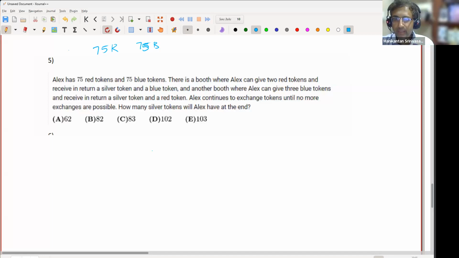So it won't matter because ultimately what will you do? As long as you have 3 or more blue tokens, you will want to keep repeating the process. As long as you have 2 or more red tokens, you want to repeat the process. So ultimately, it doesn't matter. As long as you have some number of tokens that can be exchanged at a booth, I'll keep doing that because I keep accumulating silvers. So it does not really matter. Maybe that's what you're also conveying anyway, Veer. But yes, makes sense. Okay, and the answer was 103, is it? As long as you don't make a silly mistake, I think it should be fine. You just have to keep counting. Suhani, are you back?